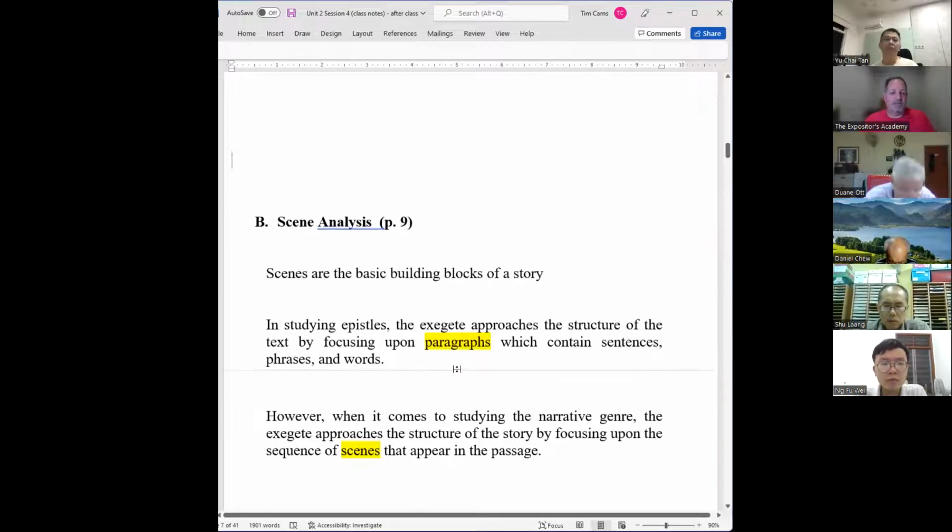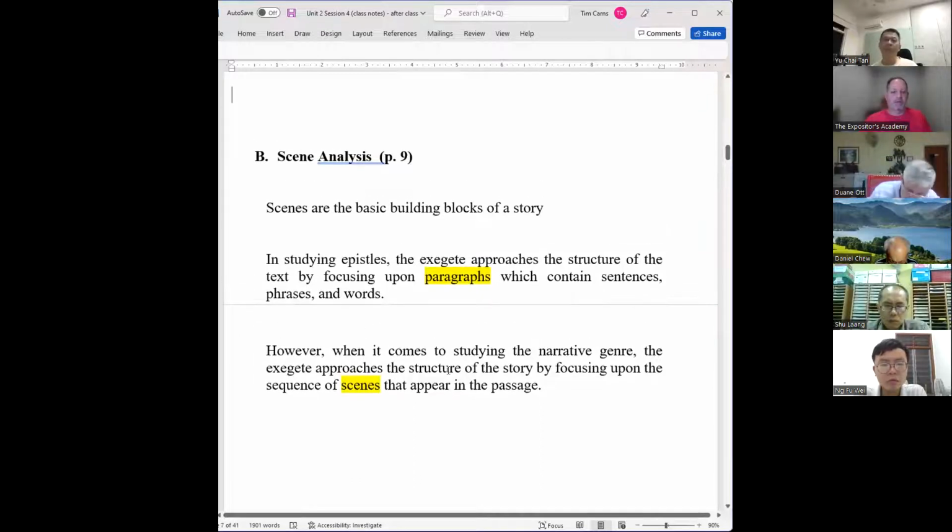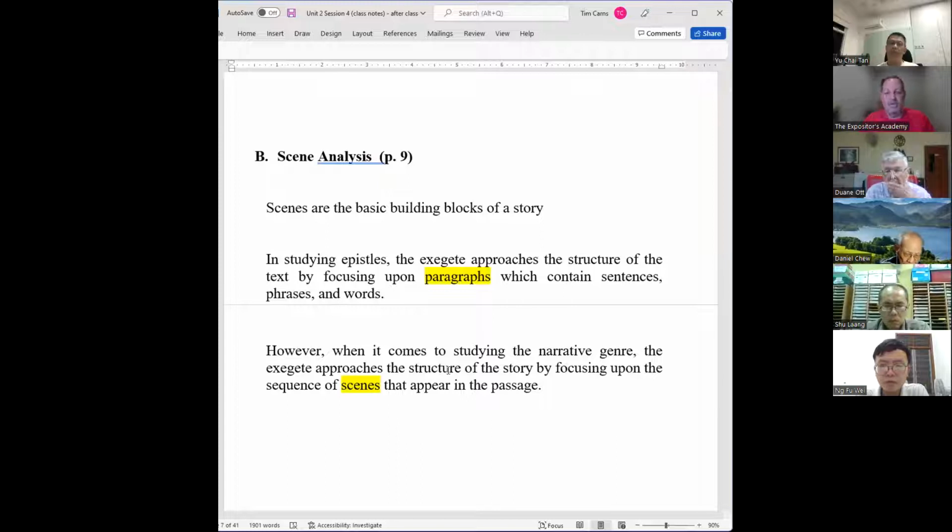And then we move from that to going a little bit more detailed and looking at what we call the scene analysis. And again, remember, scenes are the basic building blocks of the story that the author uses, and each scene together will develop the flow of the story, the sequence of events in the story, and through those things, the plot of the story. That is the arc of the story that leads us to its main point.